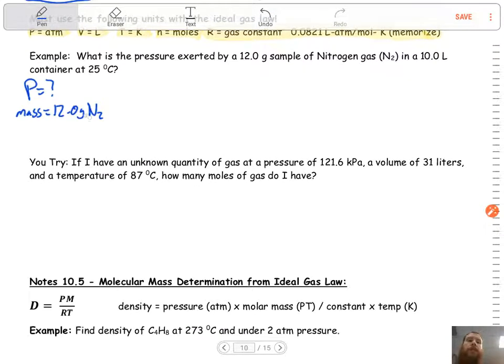Speaking of moles, notice how this is grams. We need to get it into moles. So how do we go from grams to moles? This is a review. If you can't figure this out, then you've got to go back and review.